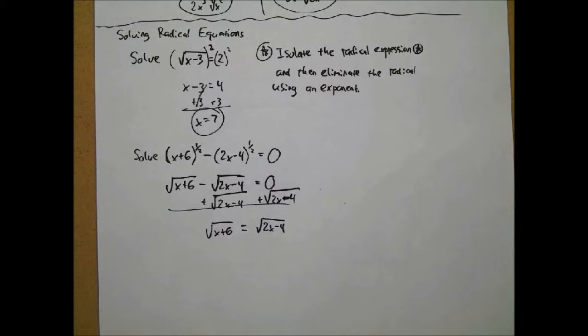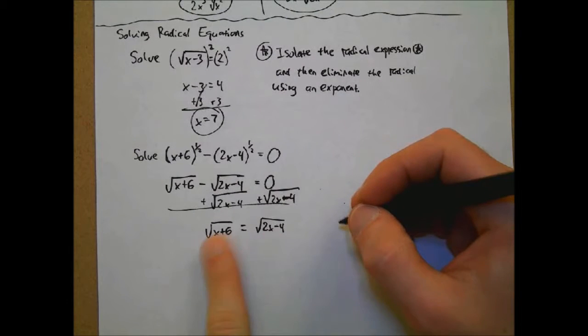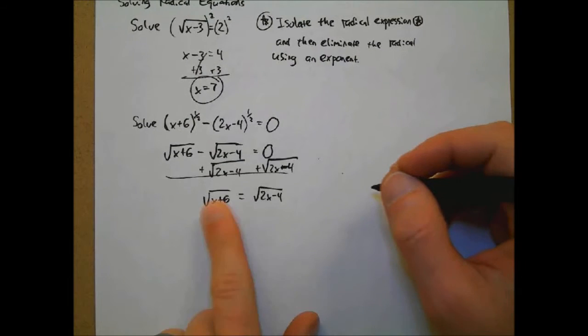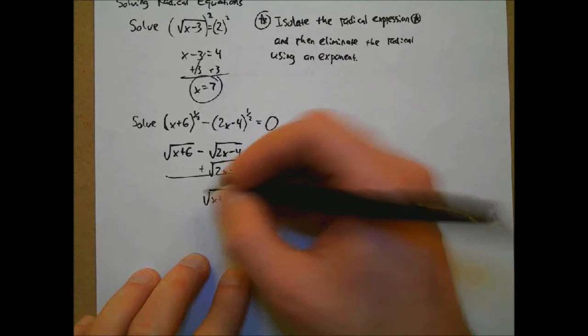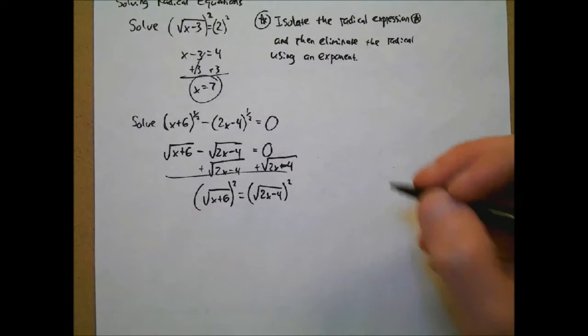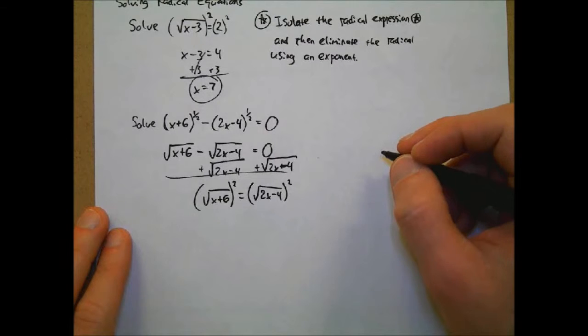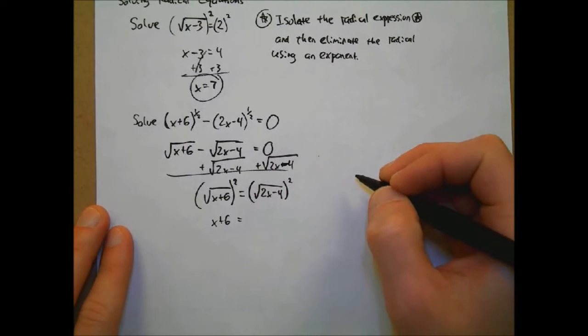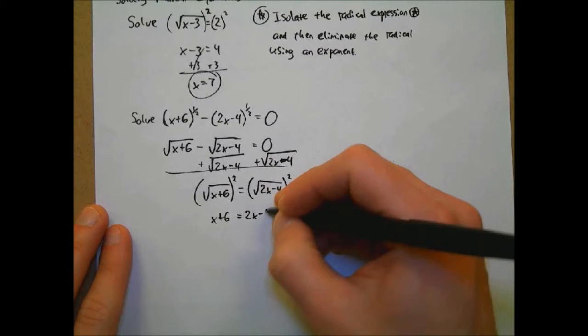Isolated by themselves. And what are we supposed to do here to eliminate these square roots? Now that they're isolated, what should we do to both sides? Square both sides. Okay? What does the left side simplify to be? x plus 6. Okay, what's the right side simplify to be? 2x minus 4. And then you guys can solve from here, right?